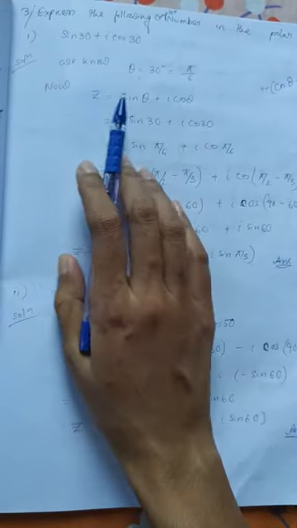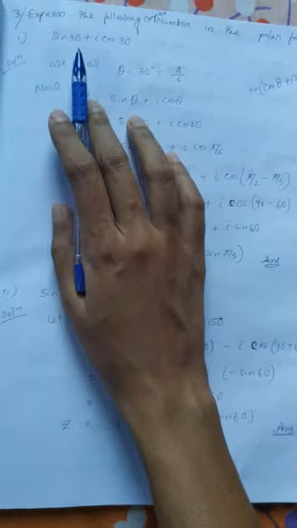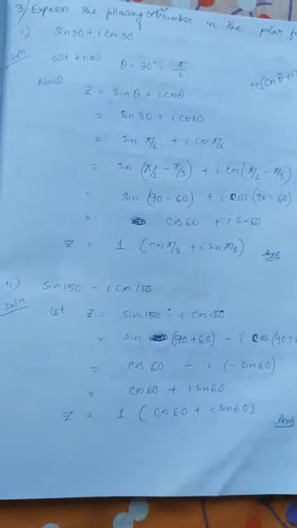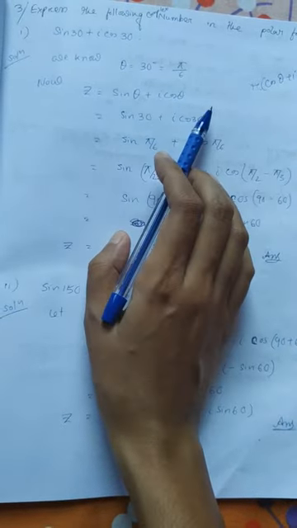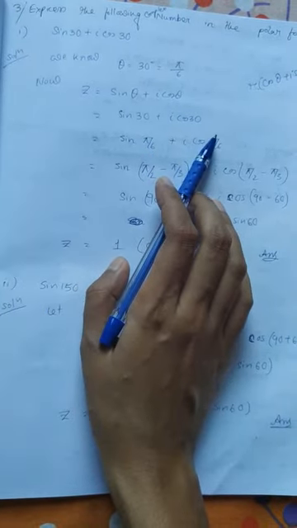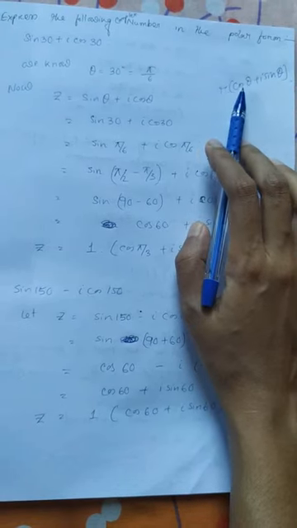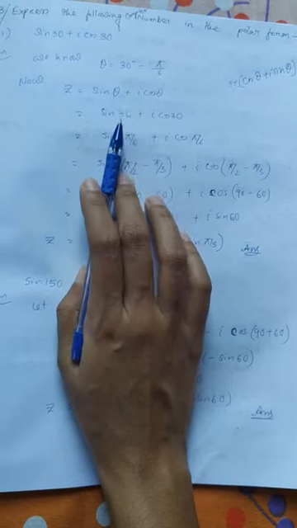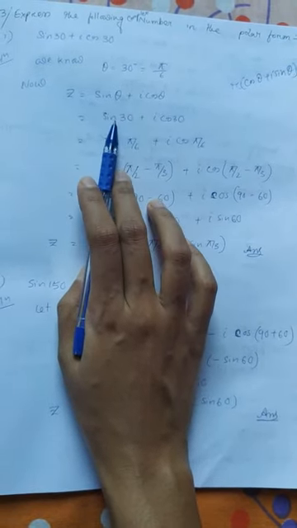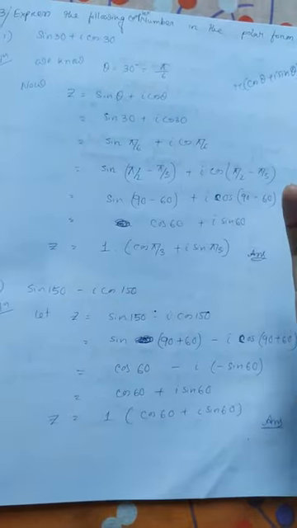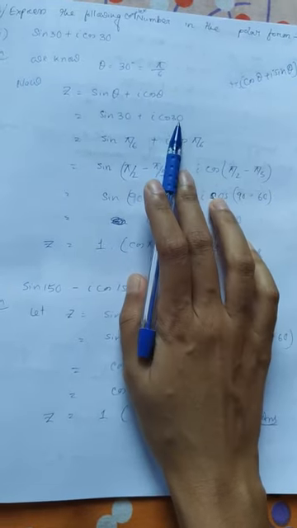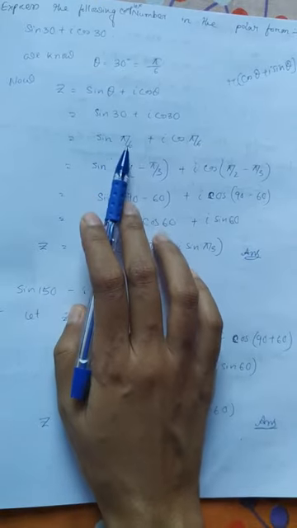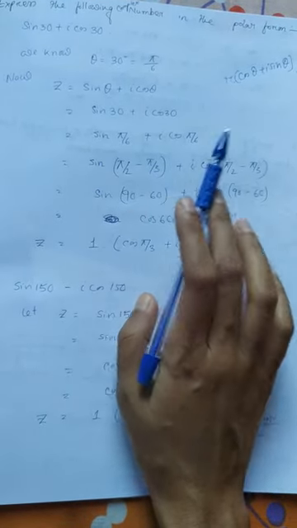Now you see, theta here is 30 degree, which is nothing but pi by 6. Now if I write z equals sin theta plus i cos theta, so sin 30 plus i cos 30, but here see the form is cos theta plus i sin theta. So I will have to convert this sin 30 in terms of cos theta, and this cos theta in terms of sin theta. So you see, if I write 30 as pi by 6, okay, i cos pi by 6.